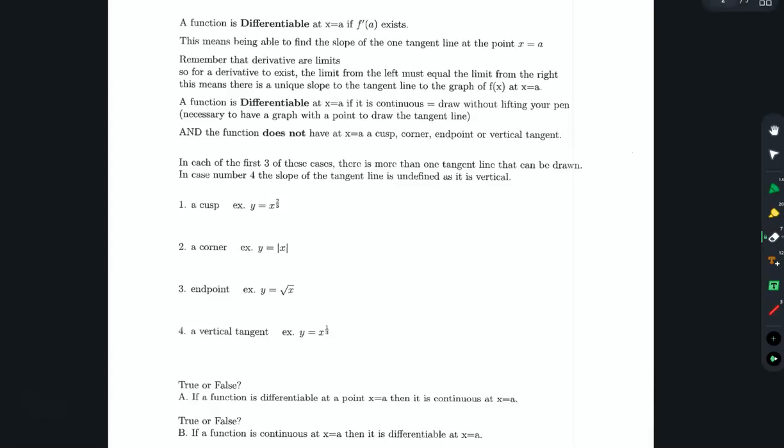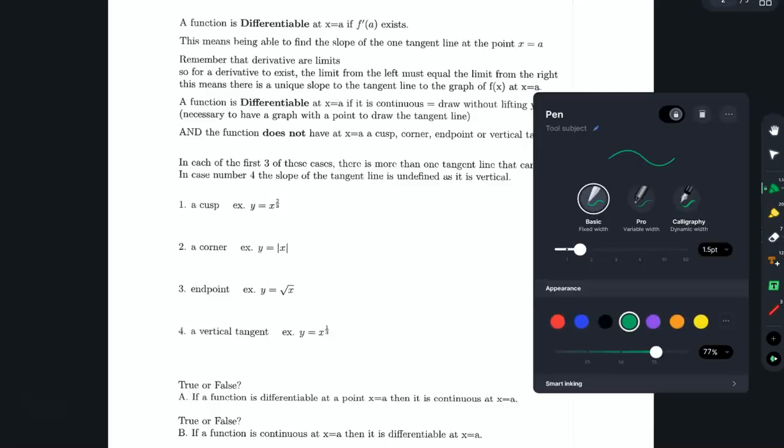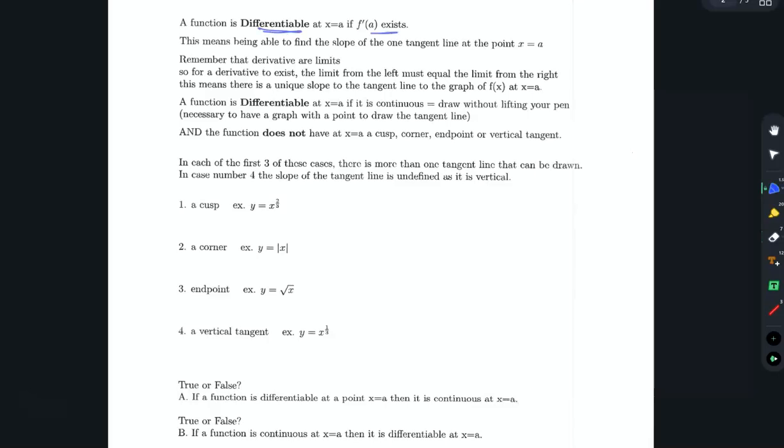So differentiable, you want to think of it as more than just take the derivative. Okay, so it's differentiable if the derivative exists. So let's think about what that derivative exists means. Remember that the derivative is a limit, and so that means I've got to be able to find the limit that gives me the slope of the one tangent line at the point A. So there's one tangent line.